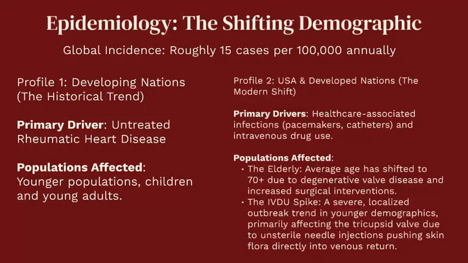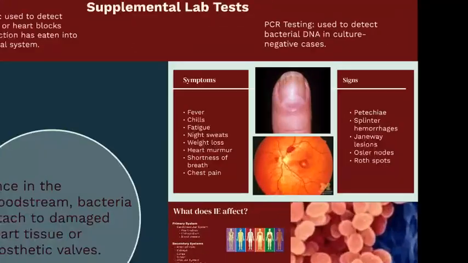It mainly affects the elderly, people 70 and above here in the United States, due to the degenerative valve disease, as well as the prosthetic valves or catheters or pacemakers that we see in those older individuals. However, due to intravenous drug use, especially with the drug pandemics we see across the United States, people using unsterile needles, we see that causing IE in the younger demographics here in the United States.